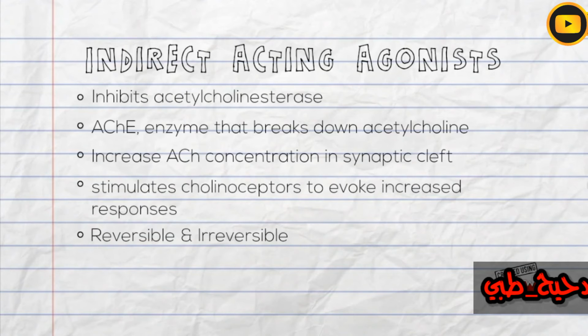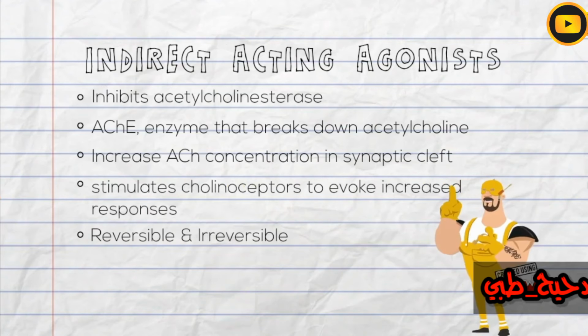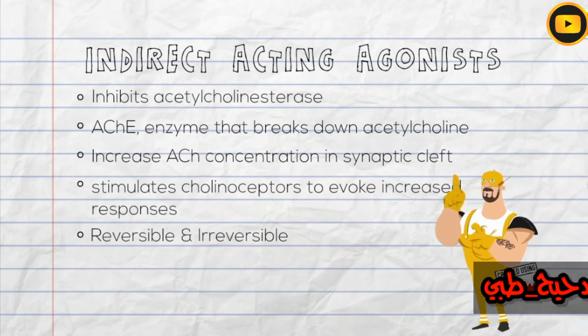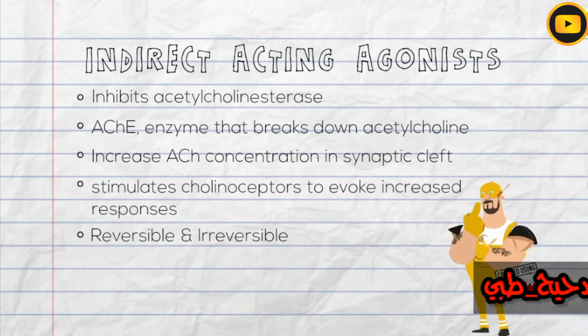So for indirect acting agonists, they inhibit the activity of acetylcholinesterase, which is the enzyme that breaks down acetylcholine. The increase of acetylcholine concentration in the synaptic cleft will stimulate the cholinergic receptors to evoke increased responses. Indirect acting agonists are divided into reversible and irreversible.